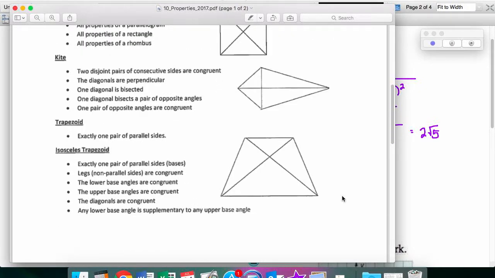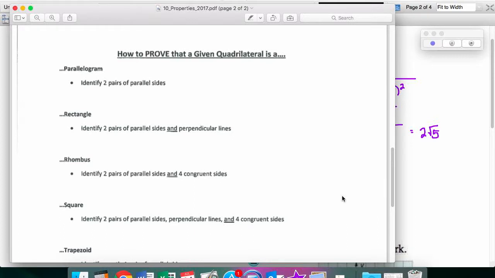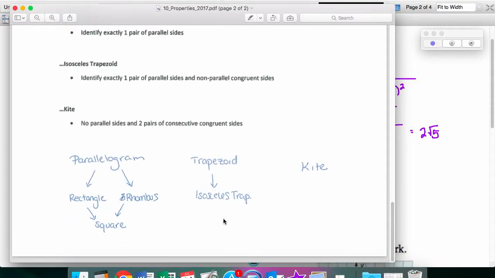If you turn to the back of this page, it'll show how to prove a particular quadrilateral. So for example, for a parallelogram, all we need to do is identify 2 pairs of parallel sides. A rectangle would be 2 pairs of parallel sides and also perpendicular lines, and so forth and so on. So we look for all of these figures.